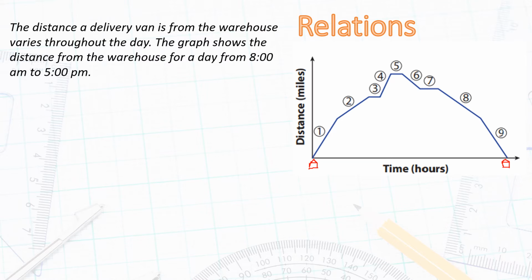And then we've got time. We went from 8 a.m. to 5 p.m. So our domain in this case is the input, that is the time. So time is the domain, and then distance is the range. So the y values are the range.